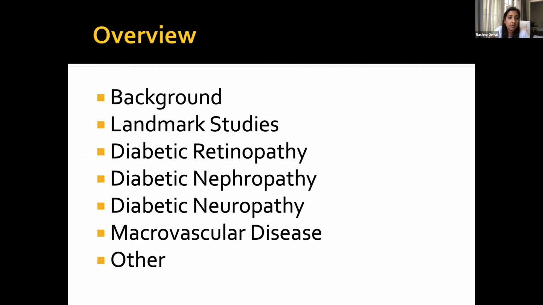So just a quick overview, we'll initially talk a little bit about background, and then we'll go into some of the landmark studies that have really shaped the way we deal with a lot of these complications, particularly retinopathy, nephropathy, and neuropathy. And then we'll talk a little bit about macrovascular disease. And then we'll get into some of the other complications of diabetes like musculoskeletal or skin manifestations that we can often see associated with diabetes.